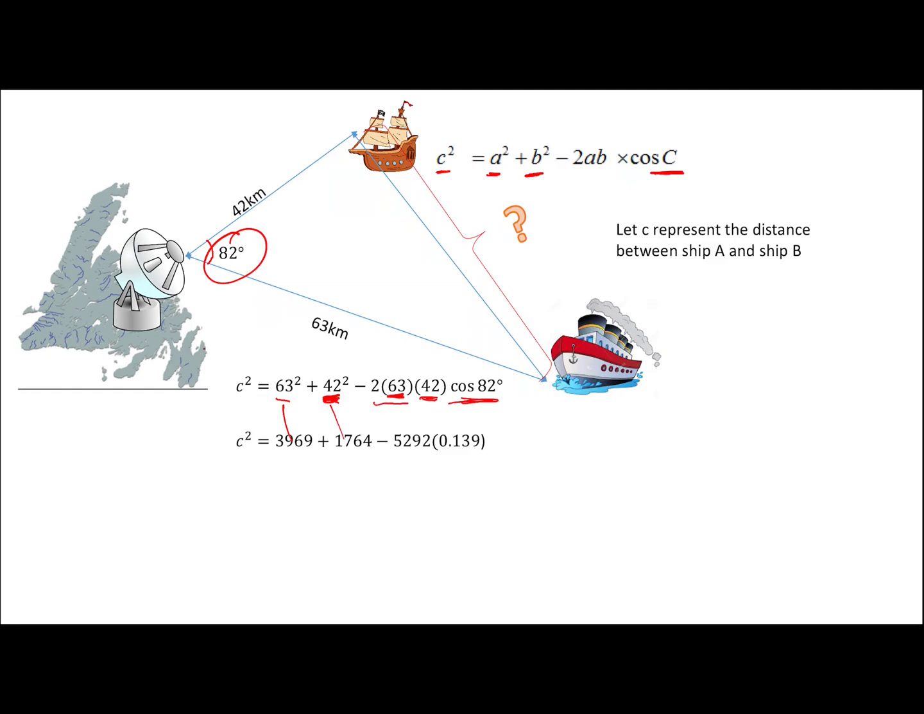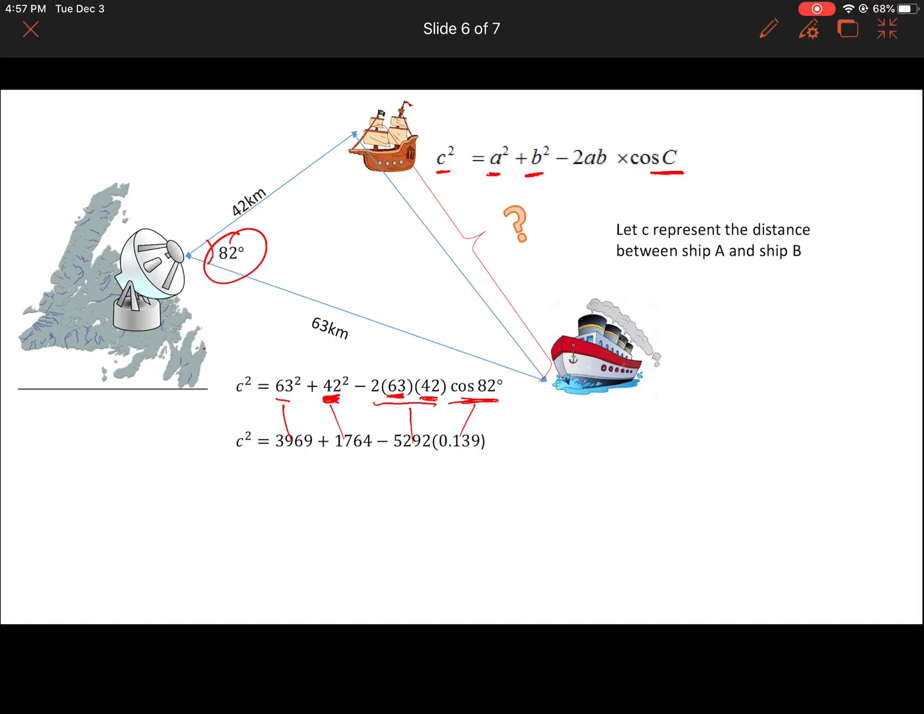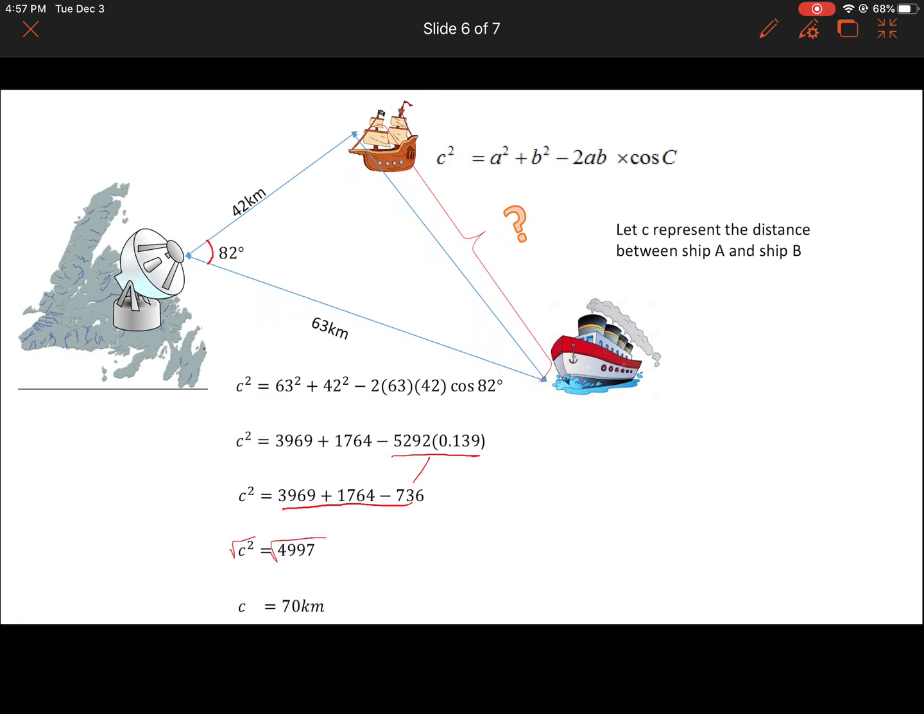42 squared is 1764. 2 times 63 times 42 is 5292. And cos of 82 is 0.139. Our next step, do that math. It becomes 736. And now we add and subtract all our values. We get almost 5,000. Take the square root of both sides. We end up getting C equals approximately 70 kilometers. Therefore, there is 70 kilometers between ship A and ship B.